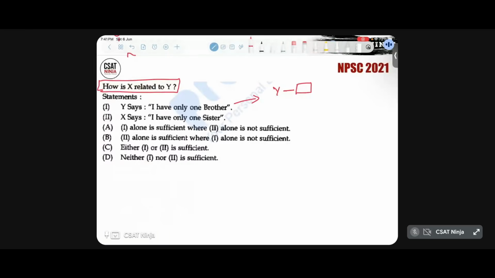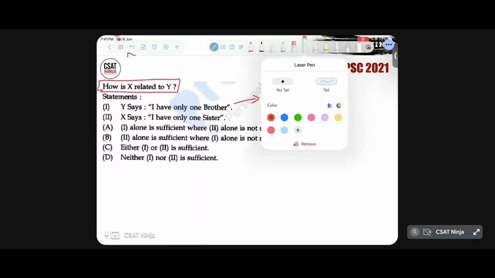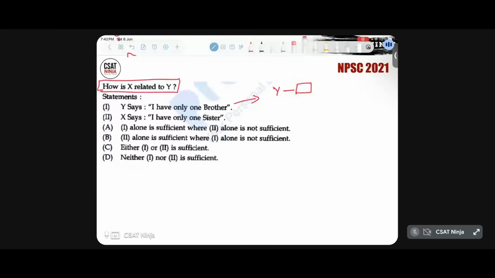Always, when you're solving data sufficiency, check one statement at a time. First, take statement 1 alone and check whether that is sufficient to answer the question or not. Next, use only statement number 2 and check whether you are able to answer. So with statement number 1, what I see is that Y says Y has only one brother there. Is this statement sufficient to answer this question? No, right? Because I don't know who this is. Y says that he has a brother, but I don't know who this is. It can be Y, or it can be X, or it can be anyone. I'm not sure, which means statement number 1 alone is not sufficient to answer there.